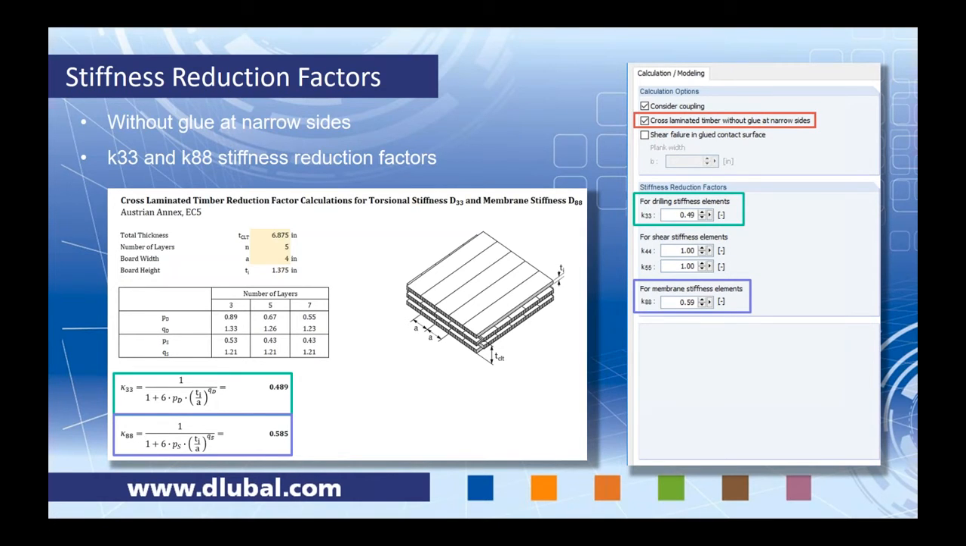By default, these are set to 1.0 even when you have this option checked, and that's simply because there isn't any guidance given to us within the NDS standard. So again, it's strongly recommended to make sure you reduce those stiffnesses.